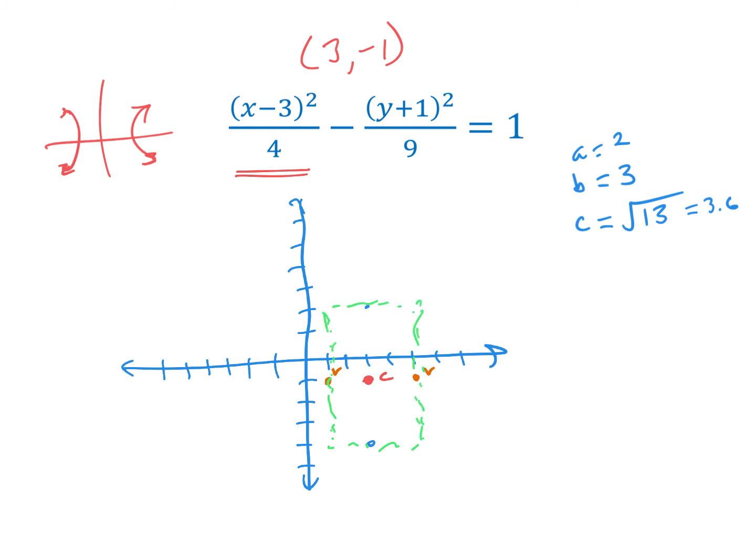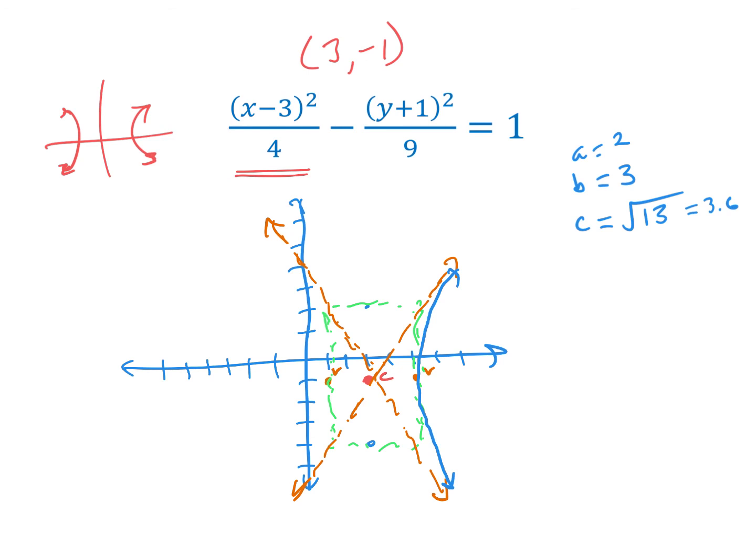So there's my rectangular box, where the diagonals going through the center are going to end up being your asymptotes. So we have one asymptote going through that first diagonal, and then we have another asymptote going through the center through that other rectangular diagonal. And then the hyperbola itself is going to look something like this, where it goes through the vertex and kind of hugs the asymptotes on both sides. So that's what the branch is.